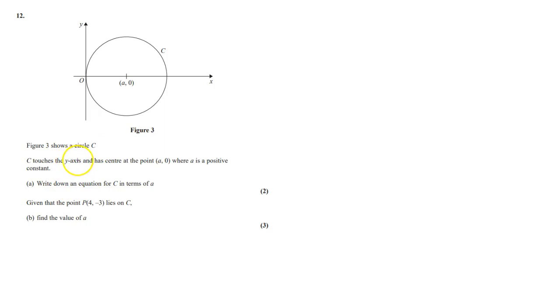Figure shows circle C. C touches the y-axis and the center is (a, 0), where a is a positive constant. Write the equation of C. So equation of C is x minus a square plus y minus 0 square is equal to radius square. Radius is a, that is a square. So the equation is x minus a square plus y square is equal to a square. That is part A.